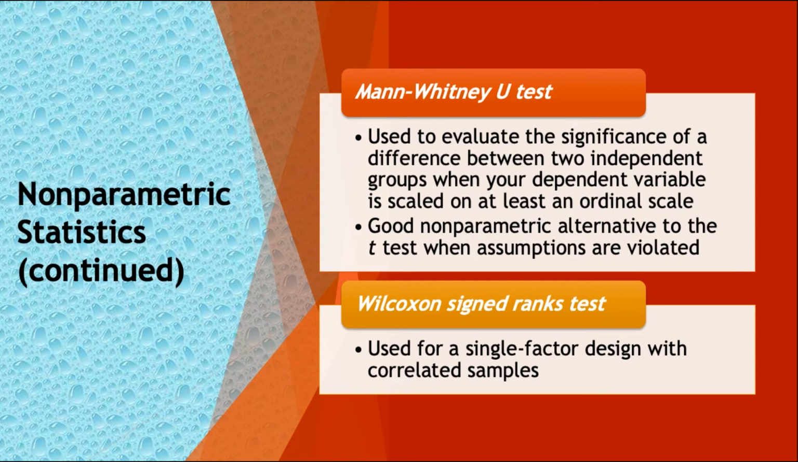Now we go for the Mann-Whitney U-test. Another powerful non-parametric test is the Mann-Whitney U-test. We use the Mann-Whitney test to evaluate the significance of the difference between two independent groups when your dependent variable is scaled on at least an ordinal scale.